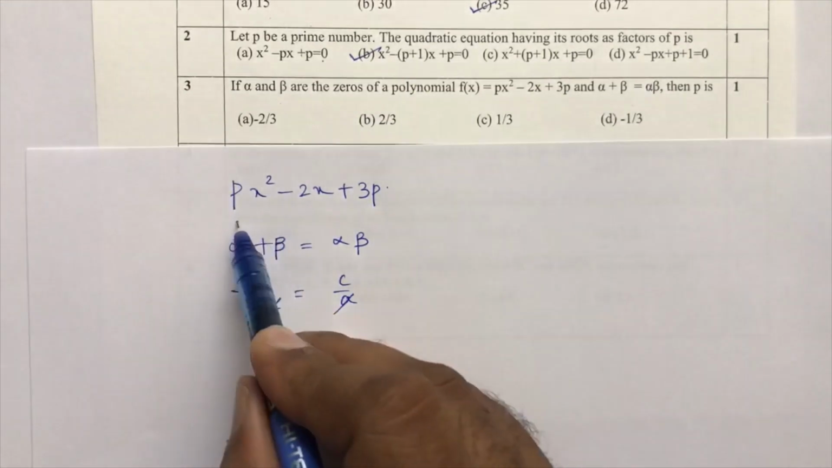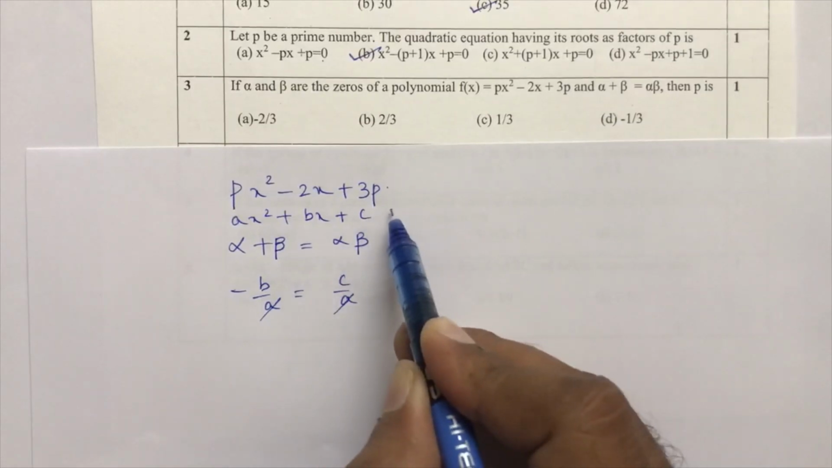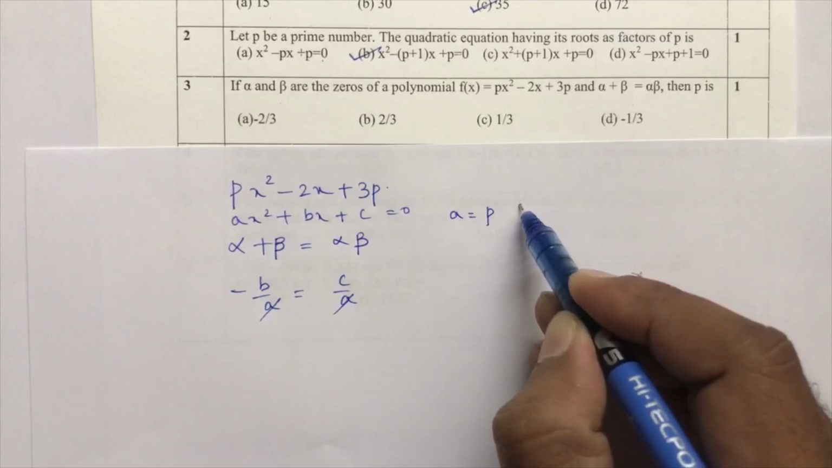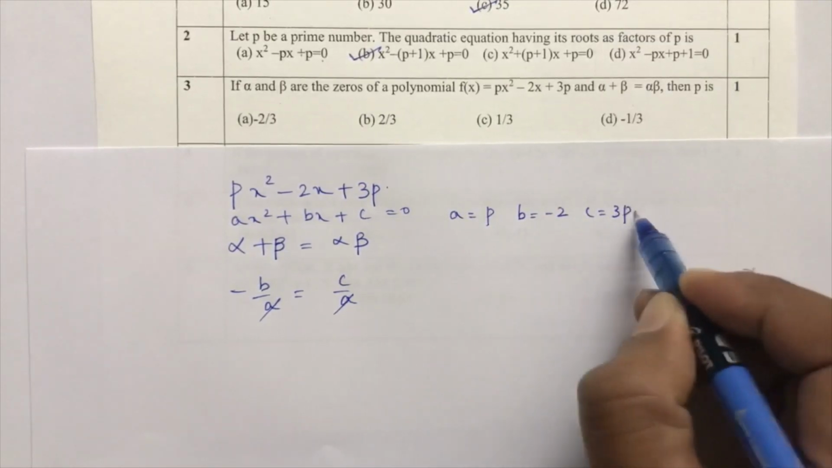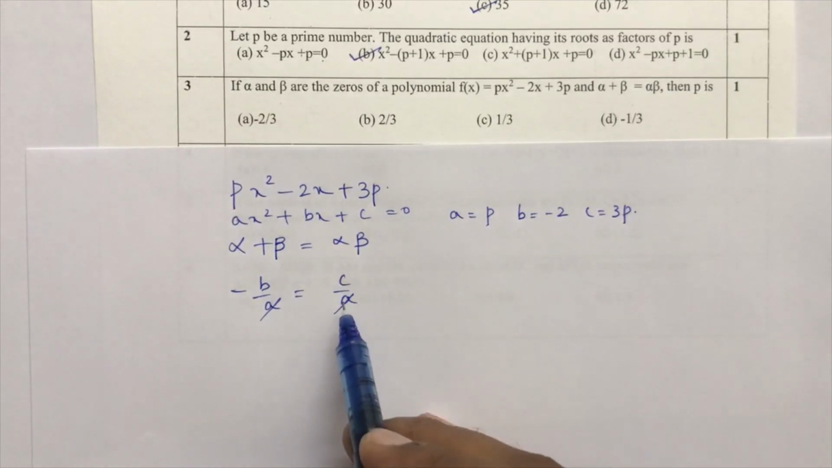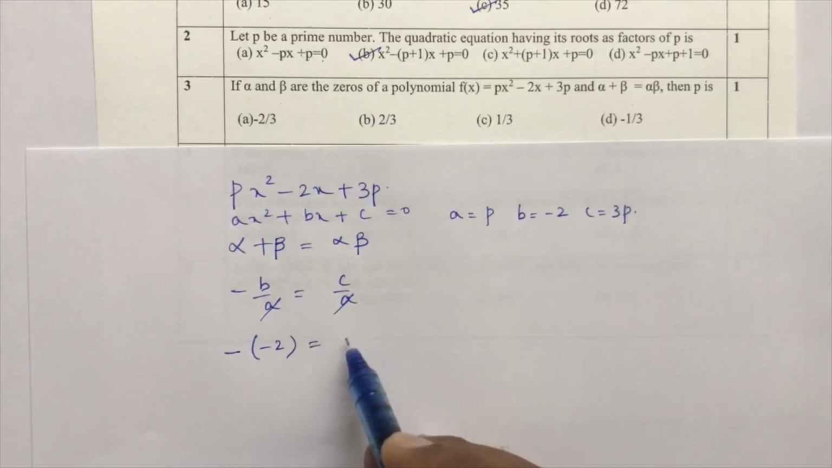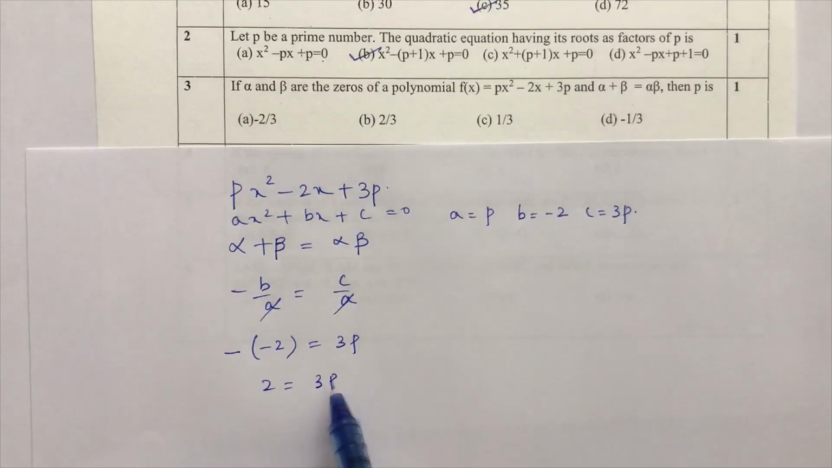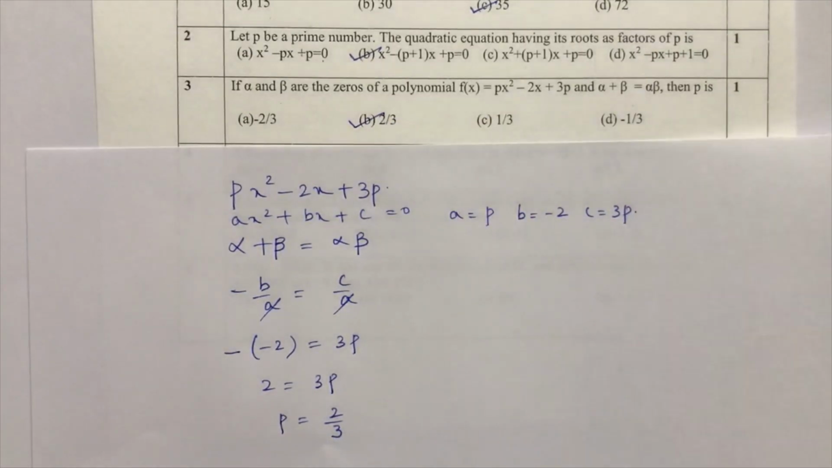Now if you compare this equation with the standard one, ax square plus bx plus c equals 0, the value of a is p, b is minus 2 and c is 3p. So minus of b, b is minus 2, c is 3p. So minus of minus 2 is 2, equals 3p. So the value of p is 2 by 3. So the correct option is B. Next question.